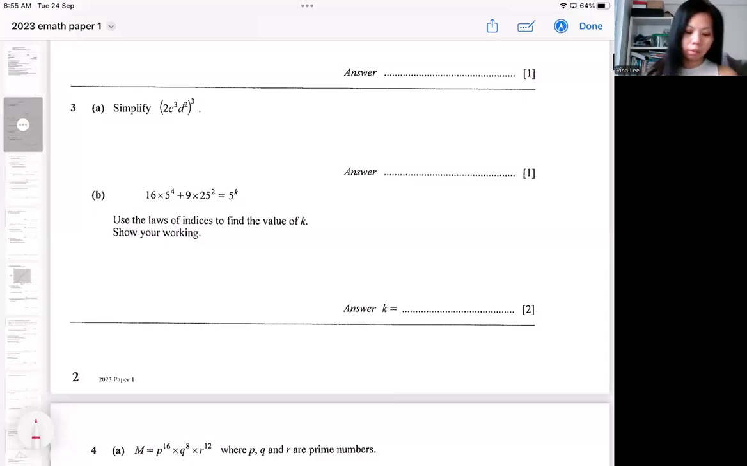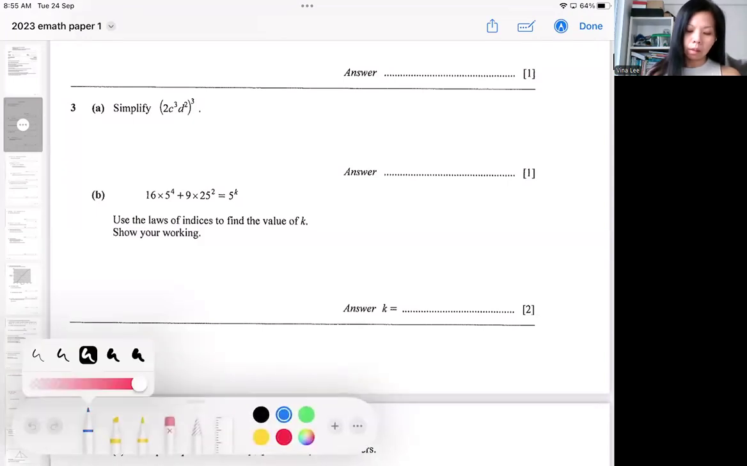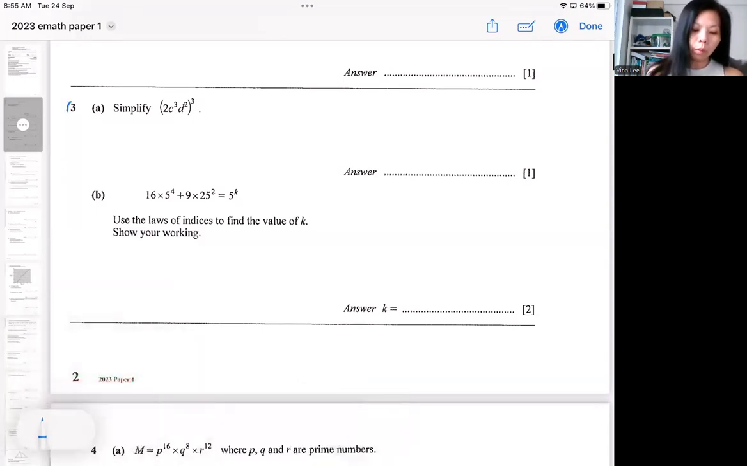Okay, for this question on indices, most of you will be able to do part A, but just a word of caution for part A. The whole bracket has a power 3. Most people will forget to assign the power 3 to the number. You're supposed to assign the power 3 to everything in the bracket.